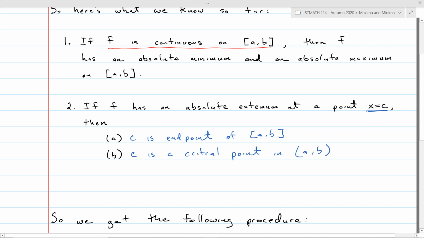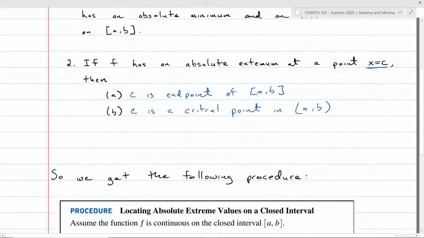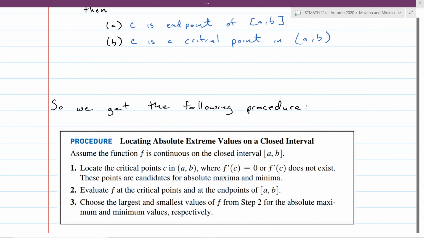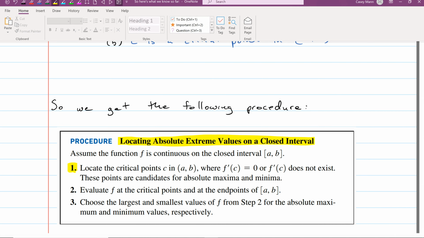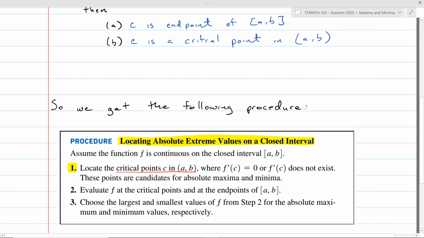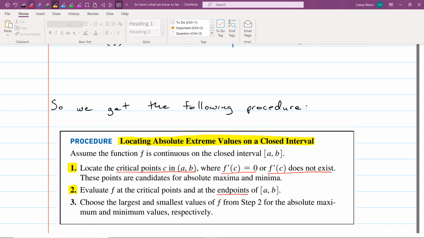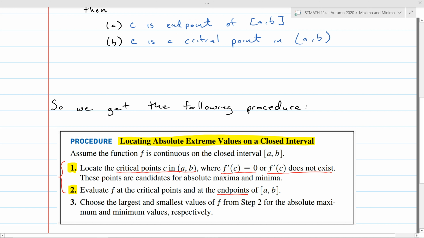So if you put 1 and 2 together, we actually have a procedure that always works for finding the absolute extreme values on a closed interval. Okay, the first thing you do is you find all the critical points of the function in the open interval a to b. So those are just the places, remember, where the derivative is either equal to 0 or the derivative does not exist. And then you've got the endpoints for step number 2. And then the third step's really easy. What you get from the first two steps, 1 and 2, you got your candidates where the extrema occur.